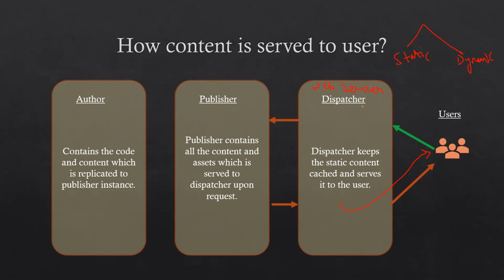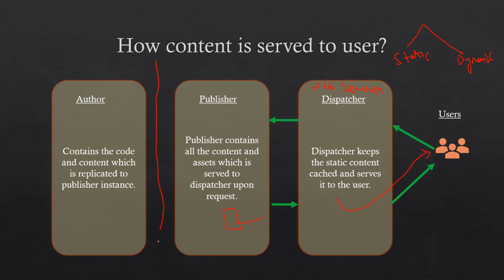But in case the data that the user is requesting is a dynamic one, or we have not written the rule to cache it, then we go to the publisher. We request the publisher to give us the document that the user is requesting. Publisher will generate the document and give it to the dispatcher. If the dispatcher is allowed to cache that document, it will cache it and then share it to the user. If the dispatcher is not allowed to cache it, it will directly share it to the end user. And the end user will have all the pages that they have requested.